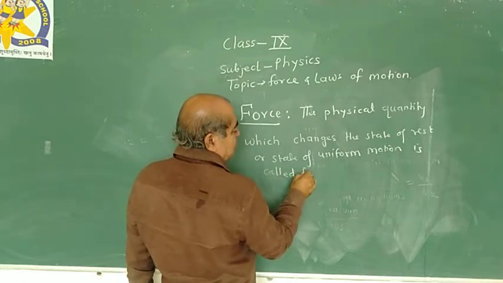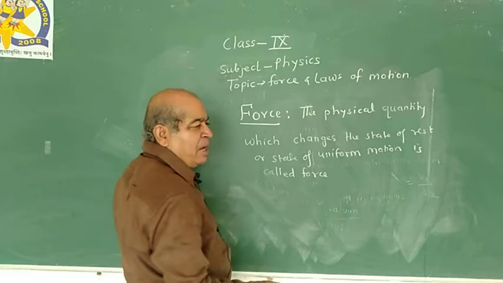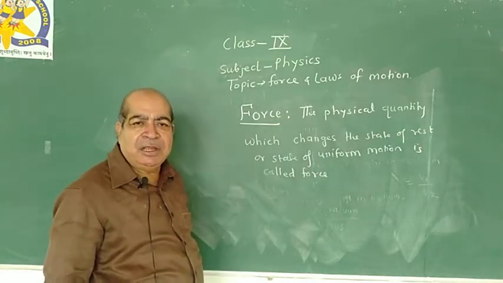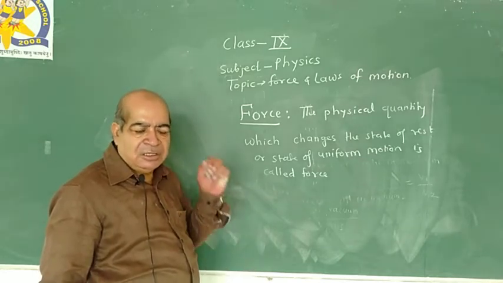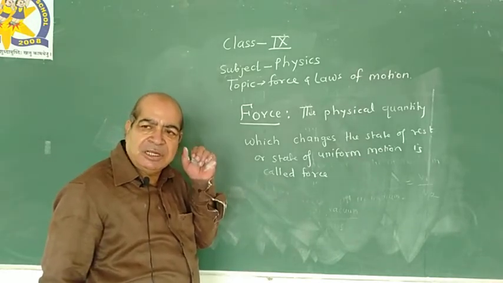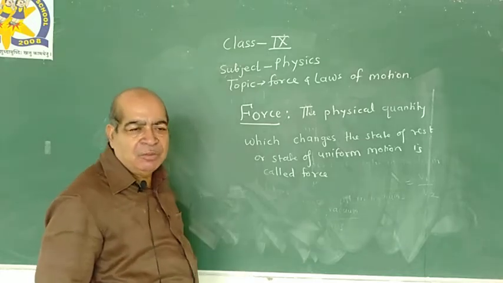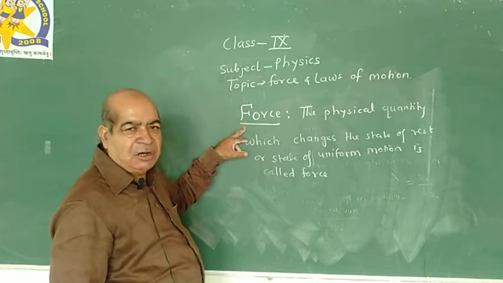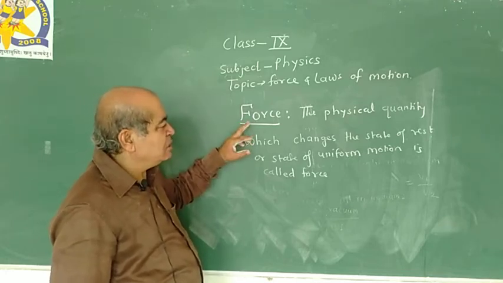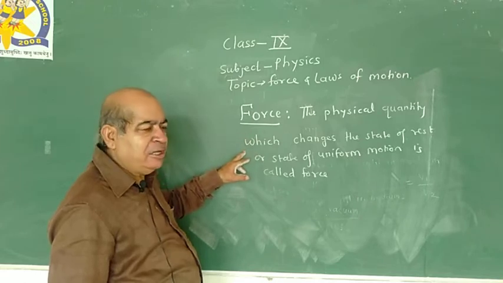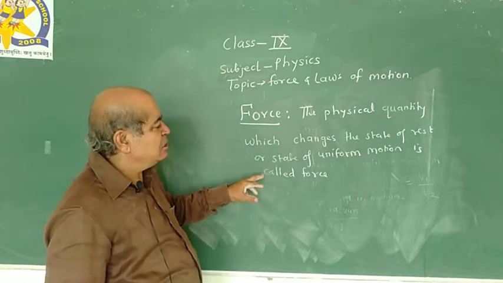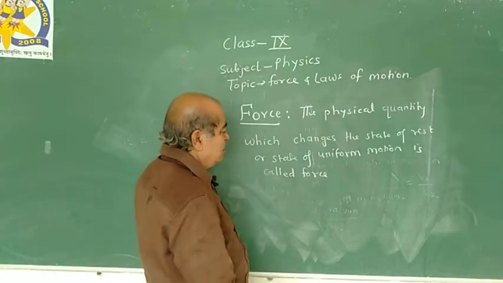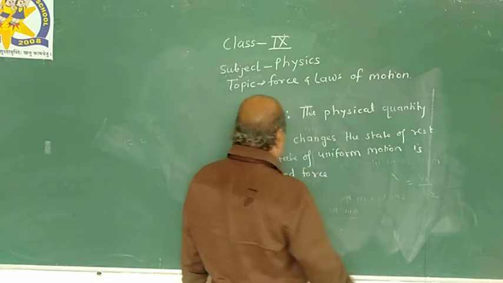What is meant by force then? By the three processes, a physical quantity is applied to the object that changes the state of the object, meaning it causes the motion of the object. This physical quantity is called force. Force is the physical quantity which changes the state of rest or the state of uniform motion of the object.